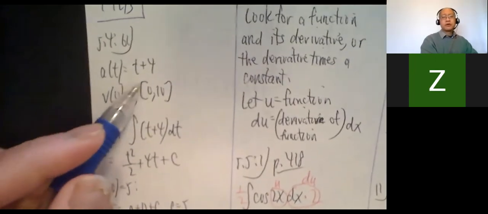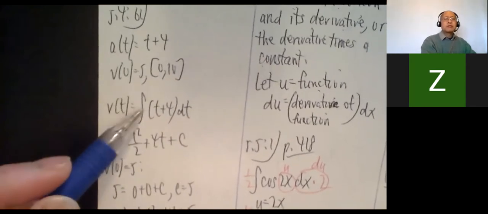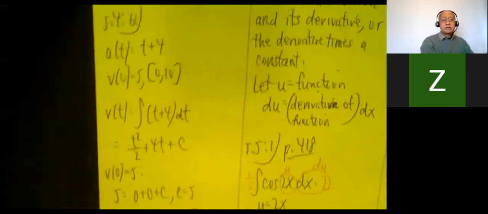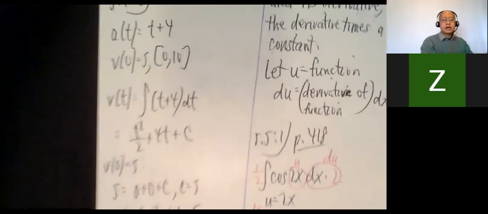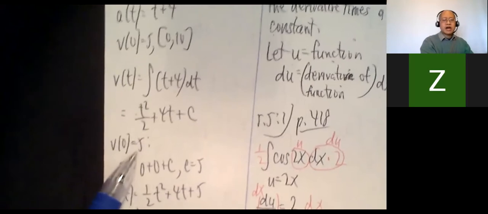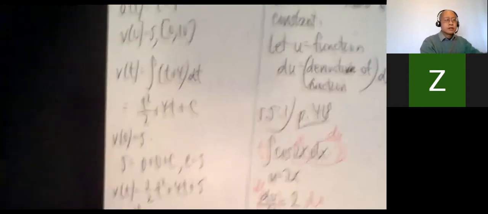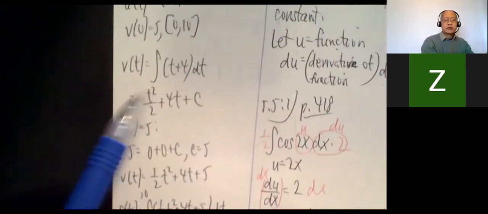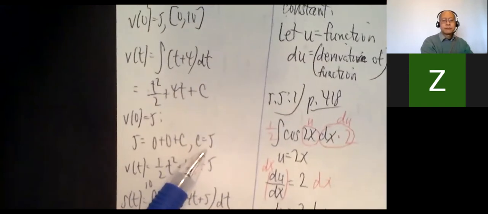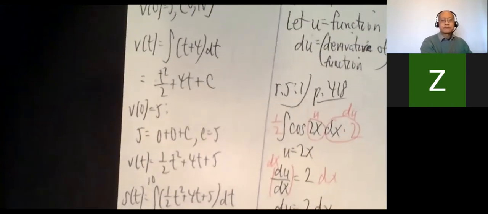So A of t is t plus 4. Okay, V of t is the integral of t plus 4 dt. So that's going to be t squared over 2 plus 4t plus a constant. It says V of 0 equals 5. That means when I'm at the velocity function, if I plug in 0 here and here, the answer is 5. In other words, 5 is equal to 0 plus 0 plus C, so C equals 5. So I have my velocity function, 1 half t squared plus 4t plus 5.